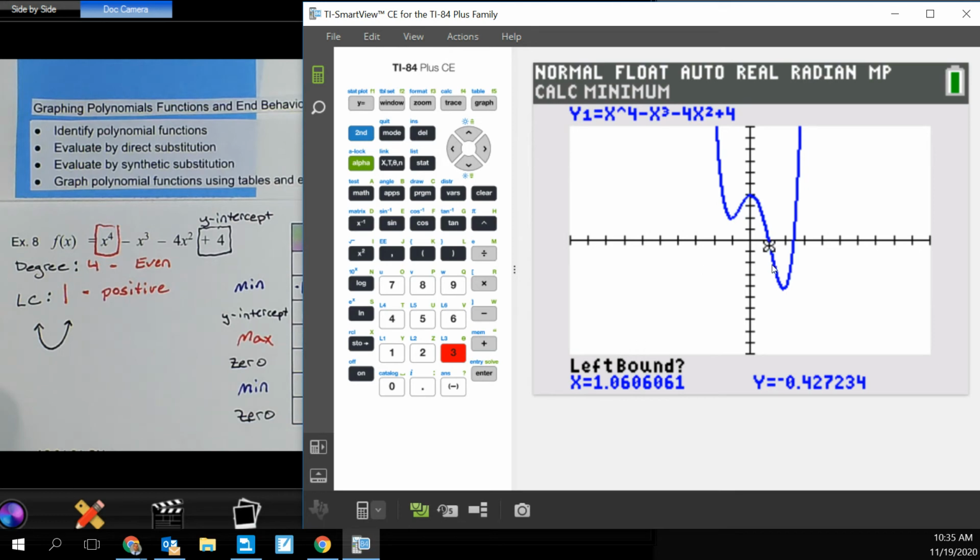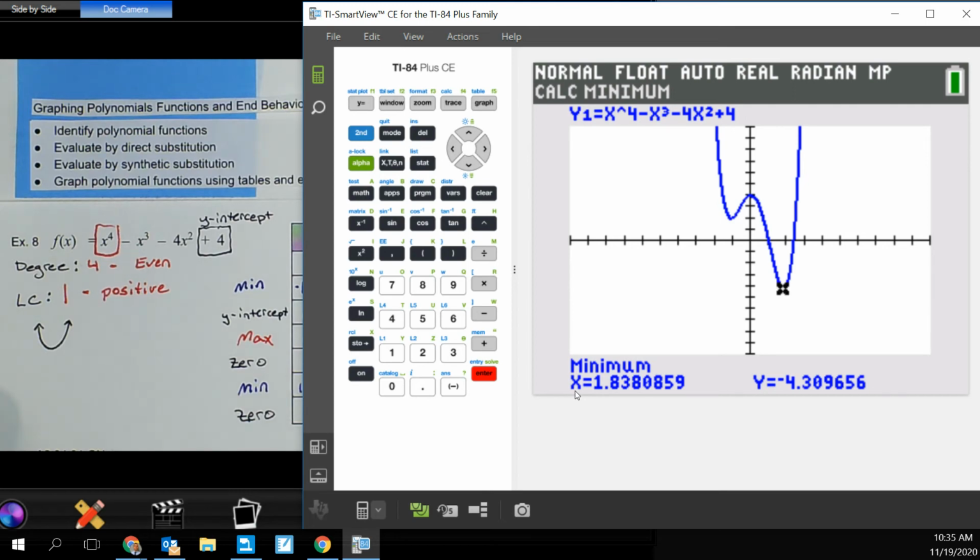Left bound. Well, I'm already to the left of the minimum, so I'm going to hit enter. Then it says right bound. I need to go past the minimum and hit enter. And now I want to find about where I think it is. That's where I think it's going to be. Hit enter. And it tells me that my minimum is going to be at 1.84 and negative 4.31.